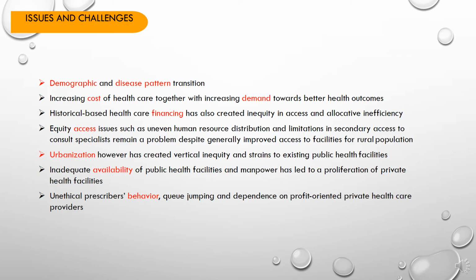This is especially for the rural populations. Urbanization, however, has created vertical inequity and strains to existing public health facilities. Inadequate availability of public health facilities and manpower has led to a proliferation of private health facilities. And at the end of the whole thing, there are issues on unethical prescribers' behaviors, queue jumping, and dependence on profit-oriented private healthcare providers.